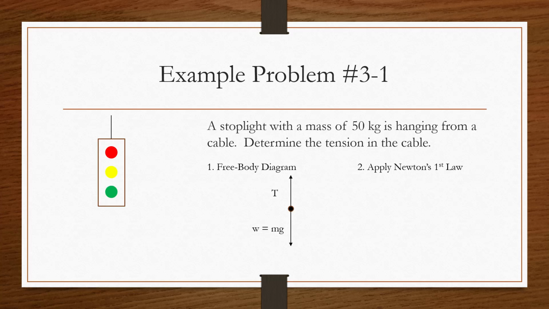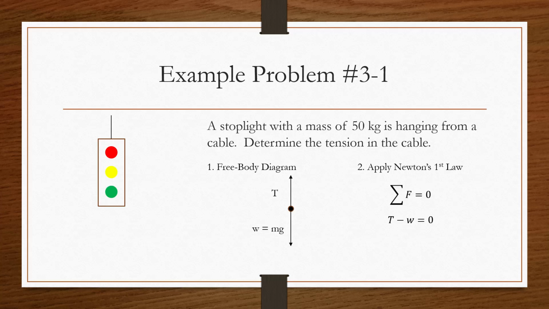The second step is to apply Newton's first law. So to say the sum of all forces must equal 0. And I know the sum of all forces equals 0 because the stoplight is just hanging here. It's not moving. And so what that means is if I take the tension and subtract the weight, I should get 0.